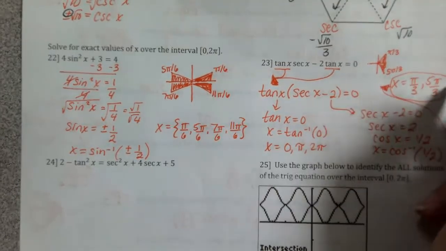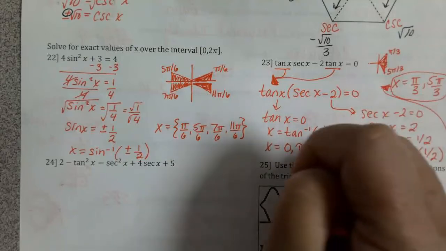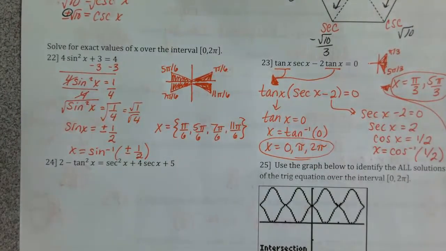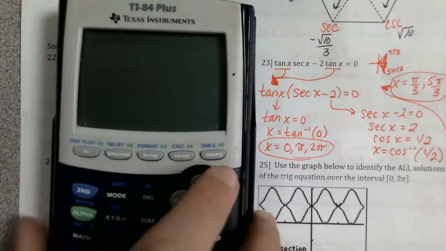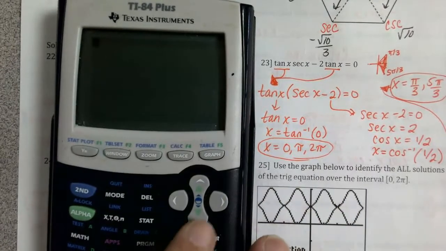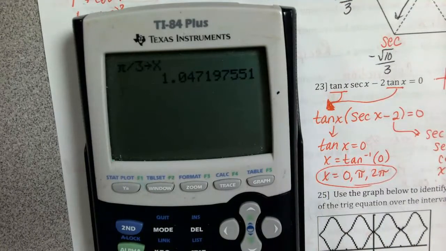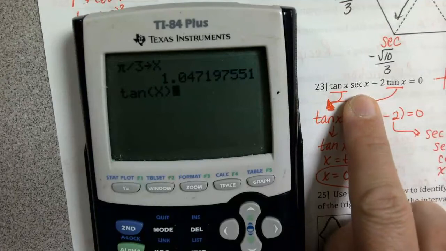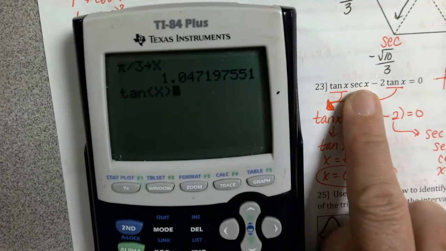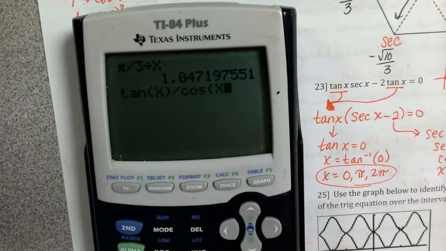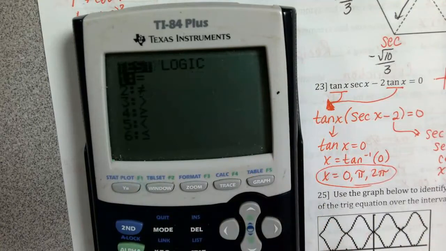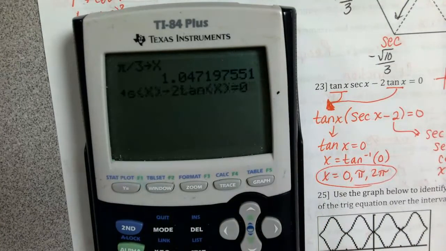So we have 2 solutions from that factor and 3 solutions from the tangent of x factor, and we need to check all of those solutions. We'll store that as x, and then we'll type in the original tangent of x. And there's no button for secant, but secant is the reciprocal of cosine. So we'll divide by cosine of x. Then minus 2 tangent of x. We'll get our equals from the test menu, and that should equal 0.